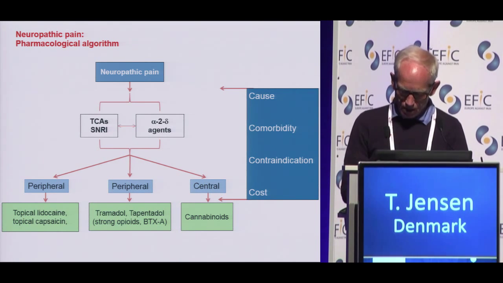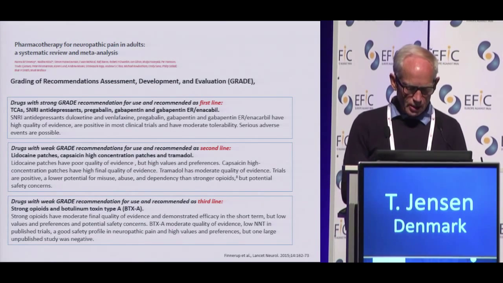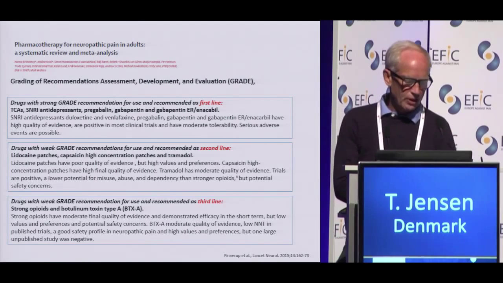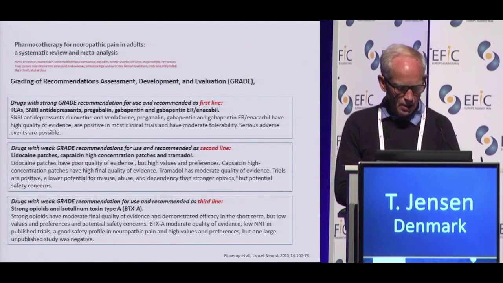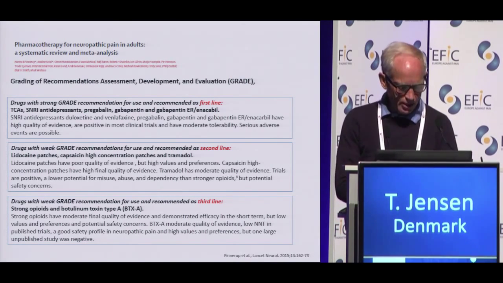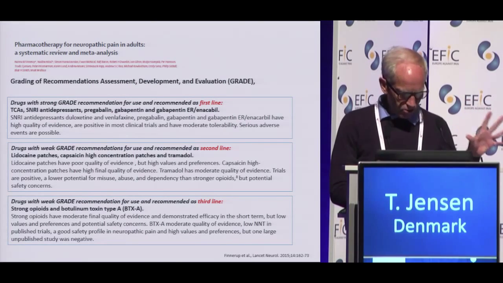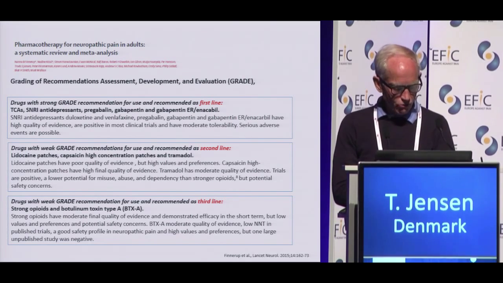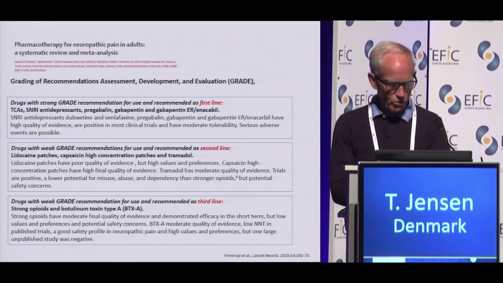toxins for neuropathy. And more recently, the NeuPSIG have come up with a recommendation based on the Grading of Recommendation Assessment, Development and Evaluation, which is a grade system, just published in Lancet Neurology this year. And again, what it said is that drugs with strong grade recommendation for use at first line are the TCAs, the SNRIs, antidepressants, pregabalin, gabapentin, and drugs with weak grade recommendations, the lidocaine patches, capsaicin high concentration patches, and tramadol. This is for all neuropathic pain, not necessarily for diabetic neuropathy. And finally, drugs with weak grade recommendation for use and recommended at third line are strong opioids and botulinum toxin.